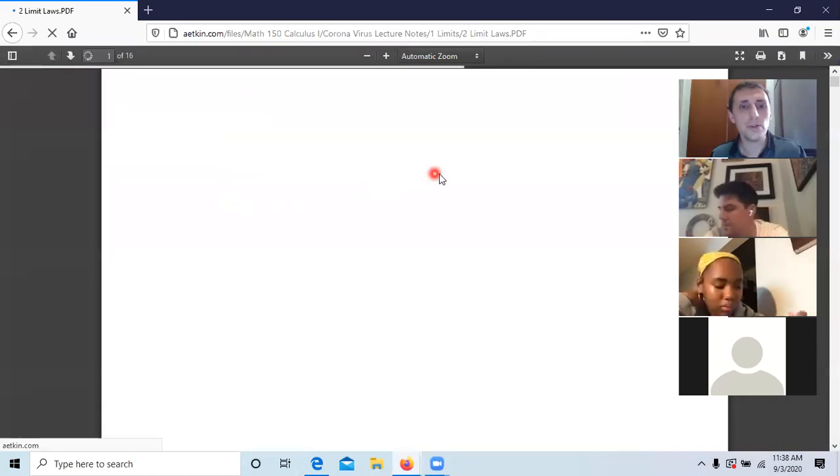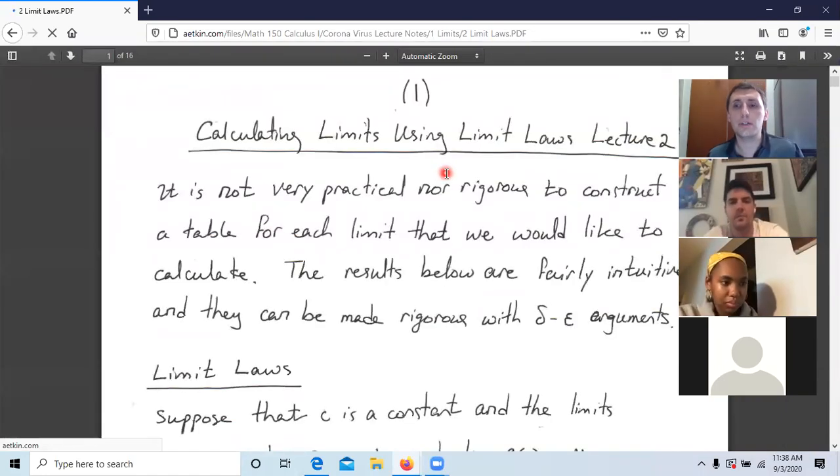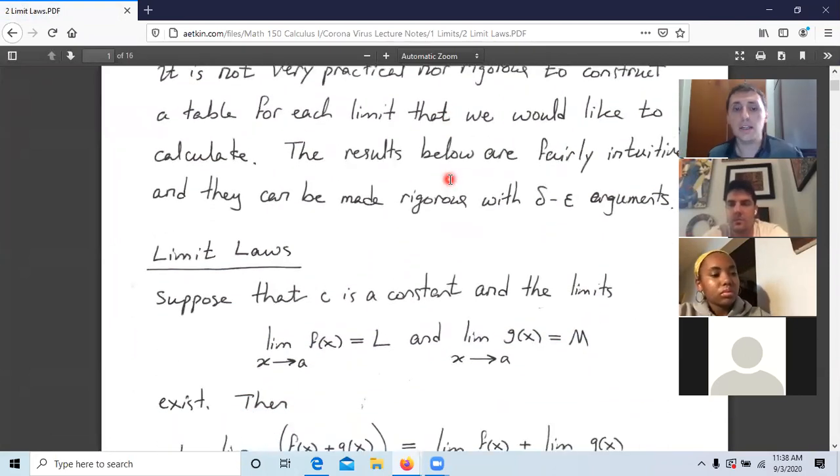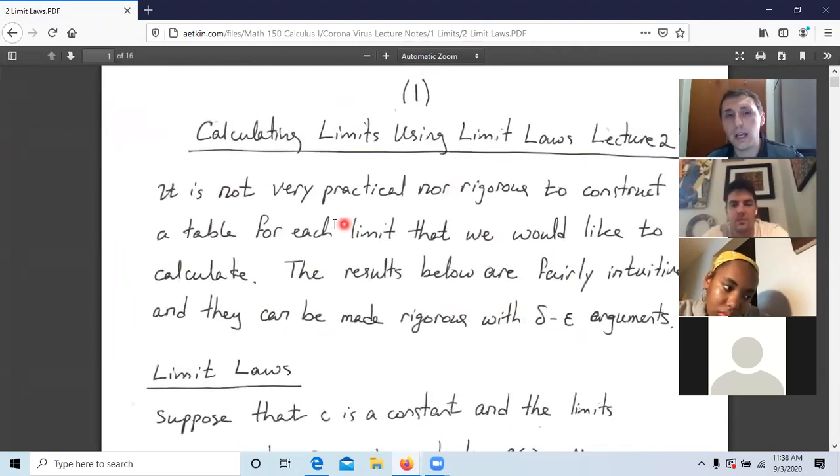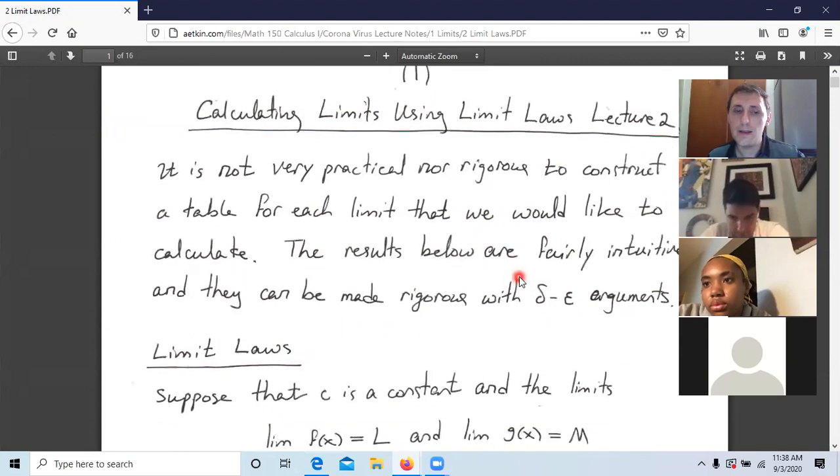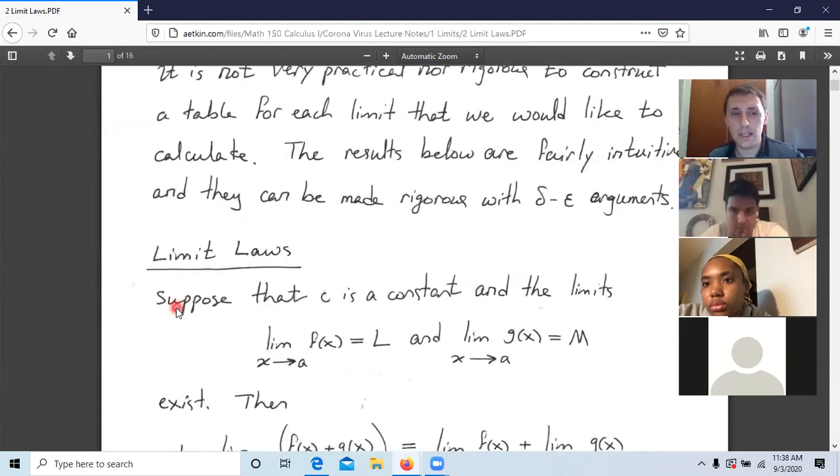So those are limit laws. You see, constructing a table is not rigorous, and also tedious. It's not a good procedure for most questions. It's not efficient. The limit laws are something that I can prove to you if you're interested. They can be proved using delta epsilon. They're not arbitrary, although in part the idea behind them might seem intuitive to you. Okay, so the limit laws say the following.